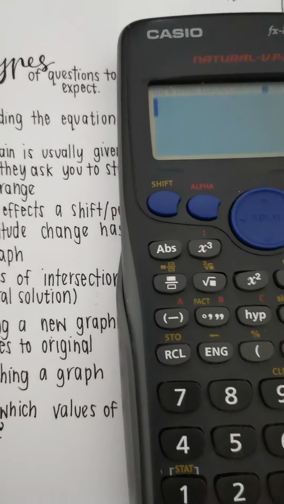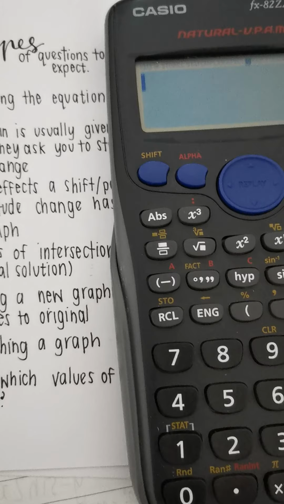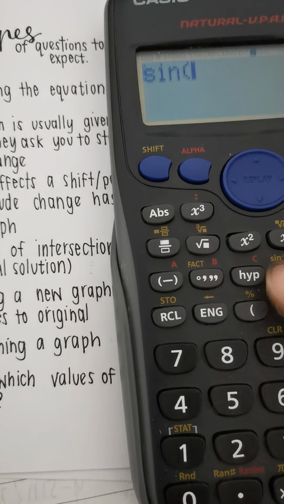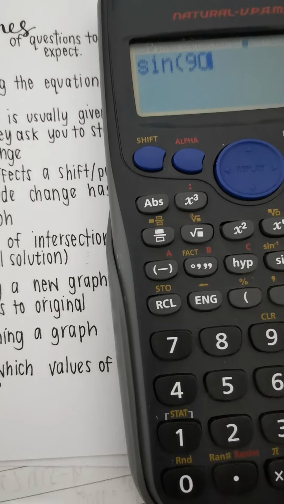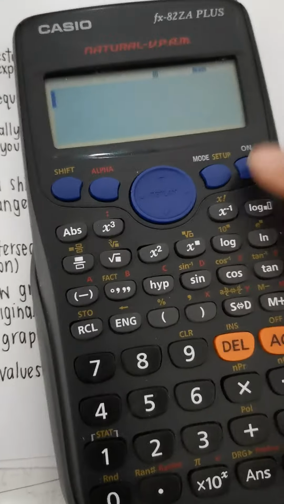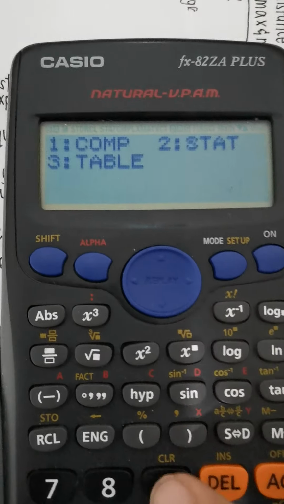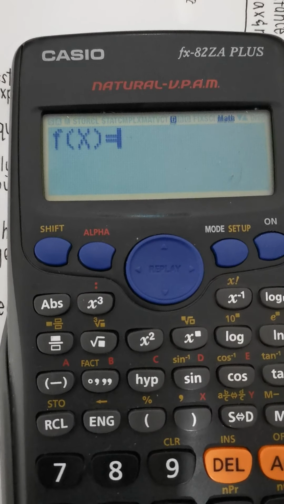You need to know how to use your calculator, because it's much easier than typing in all the values all the time. You totally can work out manually sine of 90 degrees, get an answer, sine of 180 degrees, get an answer. But our calculators are smart, and we might as well make them do all the work for us. You go to table mode. You type in your graph.